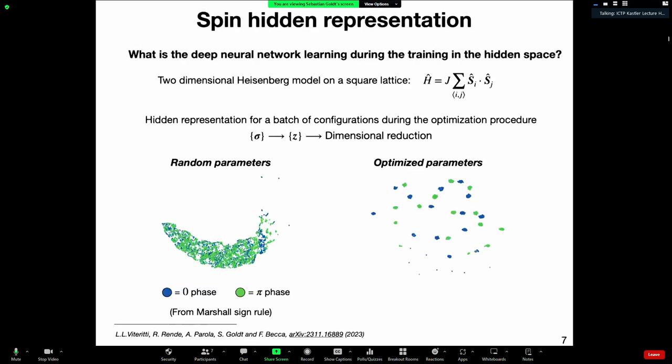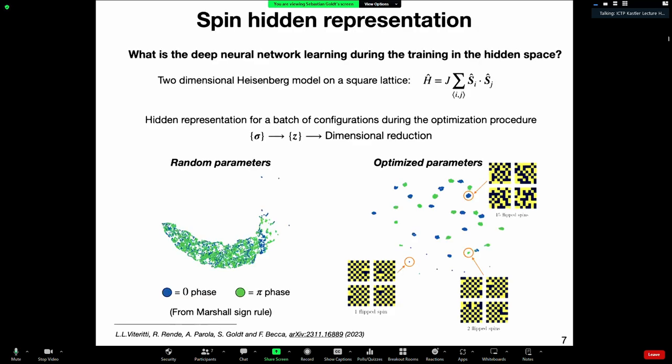At the end, the network automatically constructs clusters during the minimization of the energy, and in each cluster there are only configurations with the same phase. If we look inside a cluster, we see that all the configurations with one flipped spin are mapped into one cluster, all the configurations with two flipped spins into another cluster, and so on. For this model, we know that configurations with the same number of flipped spins have similar amplitude. So what the network is doing is constructing clusters according to the amplitude of the wave function. Then, when we act with a simple fully connected layer on top of this representation, we can accurately describe the ground state.